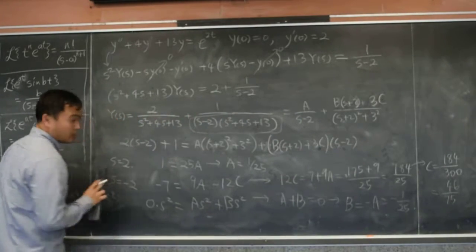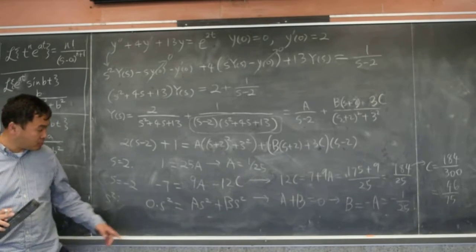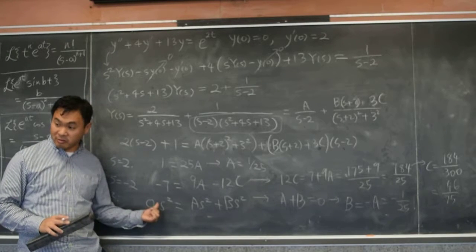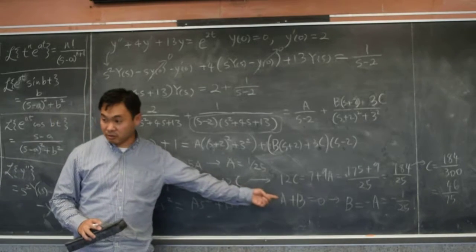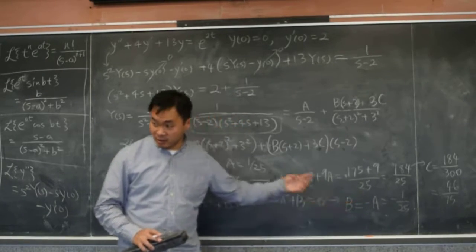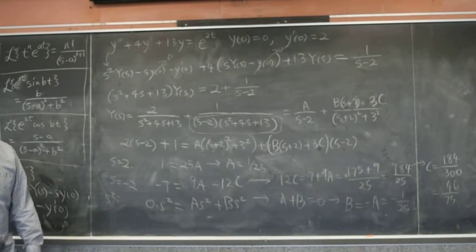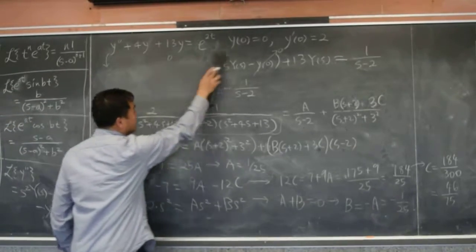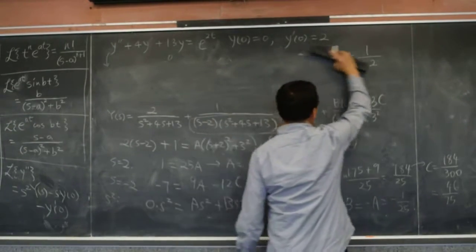A plus b must be 0, because a plus b times s squared should be 0 times s squared. So a plus b is 0. If you subtract a from both sides, you get b equals negative a. So b is negative 1 over 25. Okay? All right. So now we're almost done.